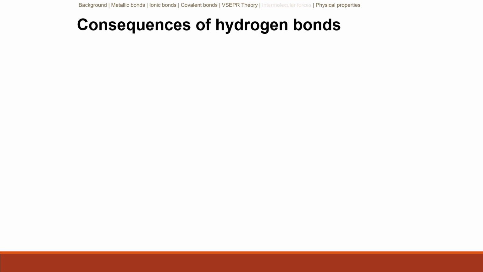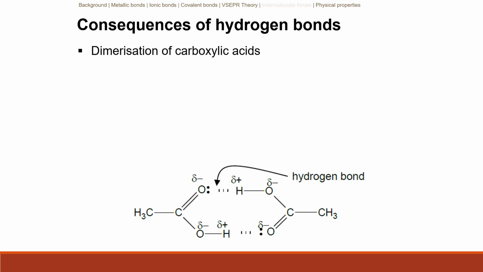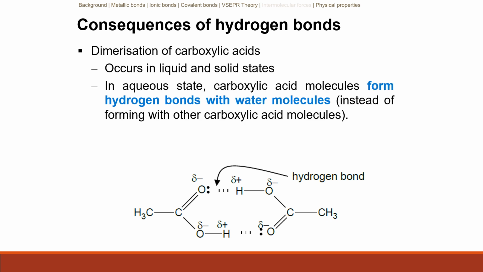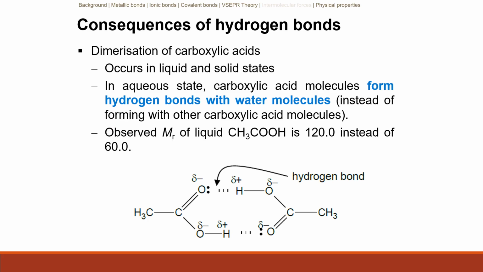Next, we will examine some consequences of hydrogen bonds. Why is the dimerization of carboxylic acids relevant? If you look at the diagram very carefully, you would have noticed two ethanoic acid molecules drawn, and they are hydrogen bonded to each other. This phenomenon usually occurs in liquid and solid states. However, in aqueous state, when water molecules are in large excess, carboxylic acid molecules will preferentially form hydrogen bonds with water molecules. So in other words, this dimerization, which results in a doubling of the Mr, is going to be more relevant in the liquid and solid states.